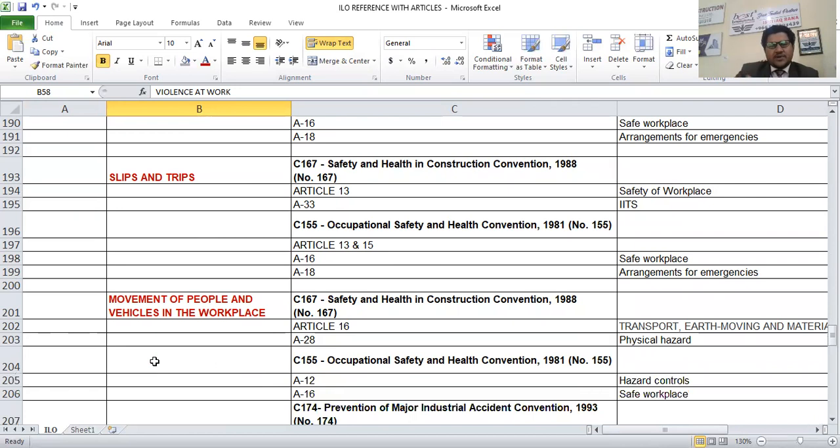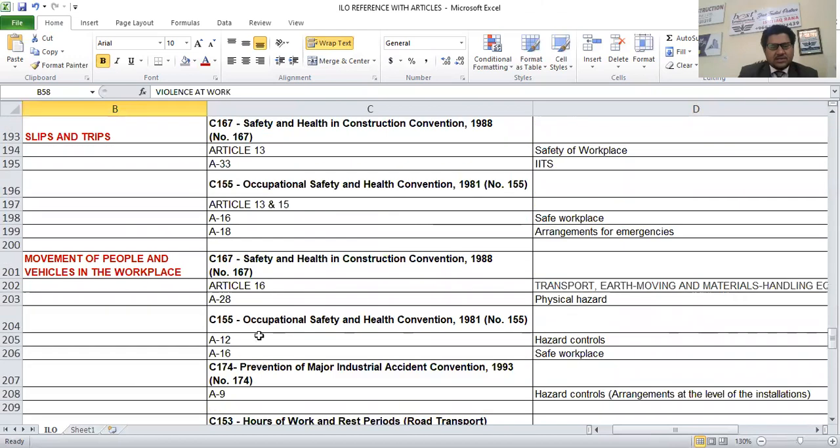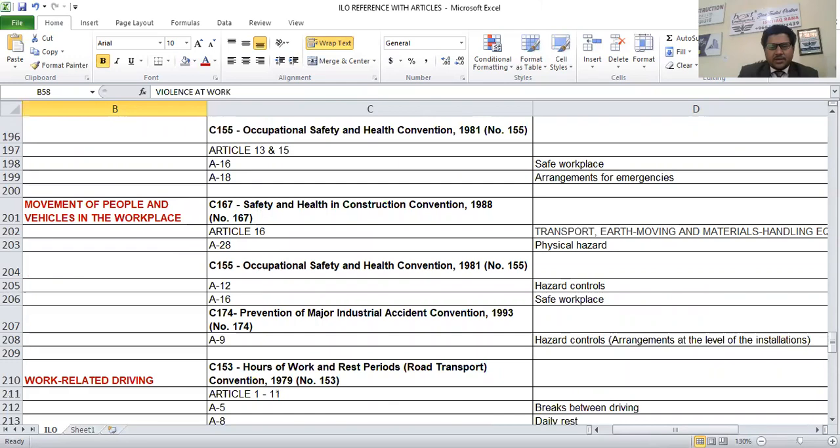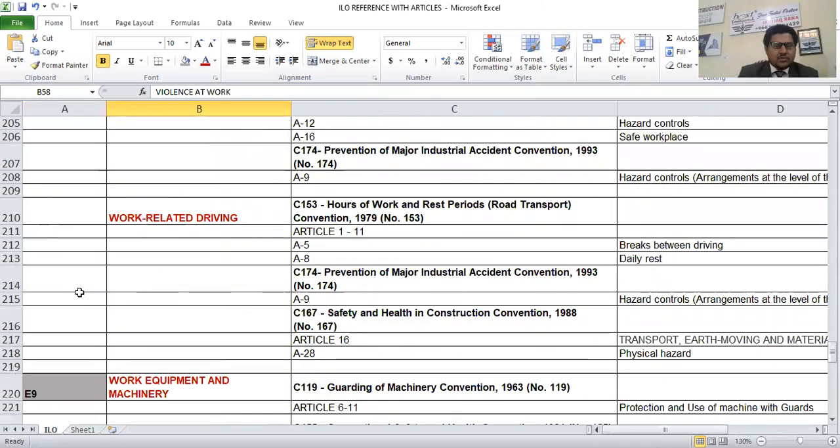So you can watch this video over and over and have some deep understanding. So it will be helping you for the IG2 project, inshallah. So movement of people and vehicles in the workplace, again C155, Article 16 and 28, transport of moving and material handling, physical hazard. Okay, so I hope it will be a good source for all of you to complete your IG2 assessment project.